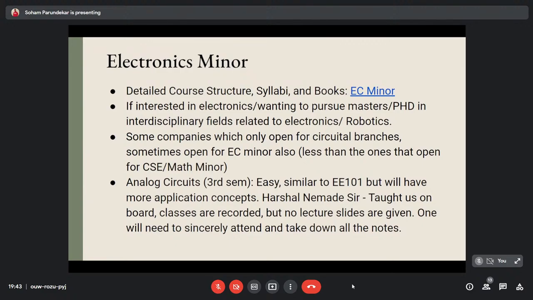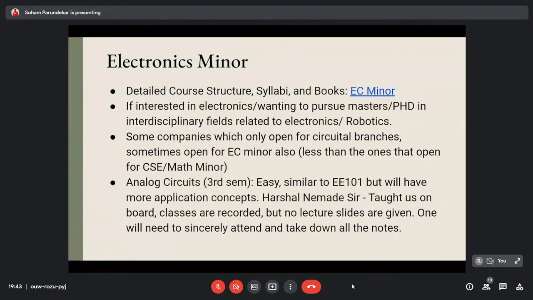Apart from that, going into more details about analog circuits, which was the course that we had for our third semester, Harshal sir taught this course, and he used a blackboard. Our semester was online, so these classes were recorded, and when he was writing stuff on the board, he would live stream himself. And lecture slides were not provided in this course.